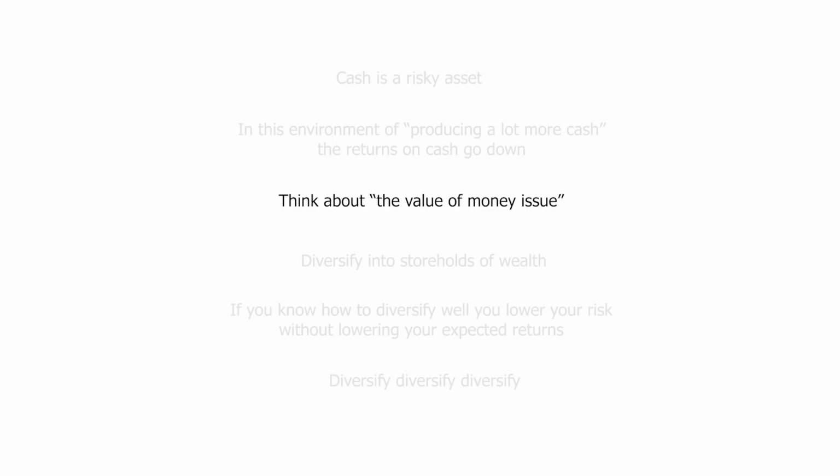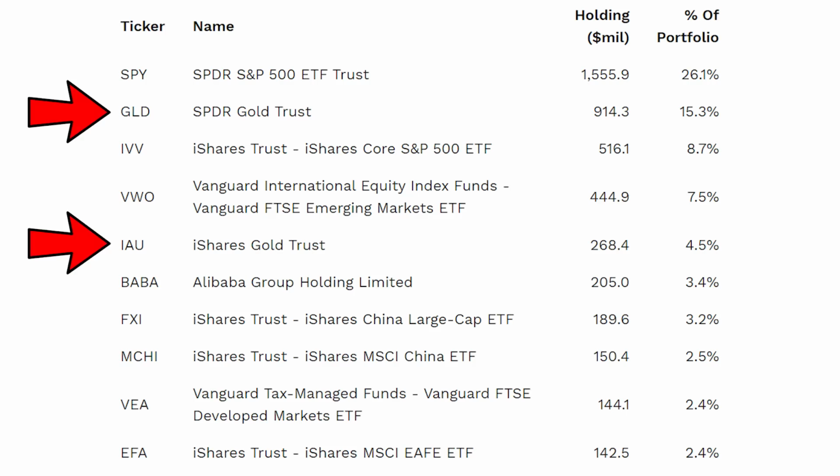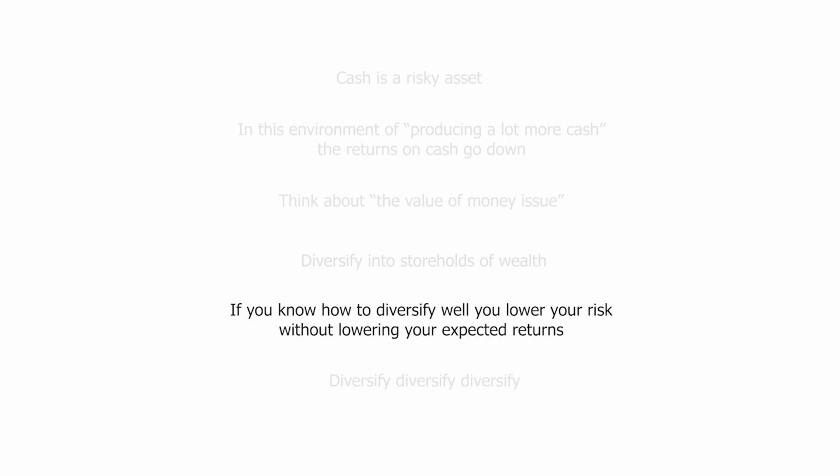So how do we hedge against this devaluation of our cash? Well, we have to diversify it into storeholds of wealth. The number one storehold of wealth historically has been gold. And if we take a look at Ray Dalio's portfolio, we can see that he has 19.8% of his portfolio in gold right now, which means that he is viewing gold as one of these storeholds to diversify in. He then goes on to say that if you know how to diversify well, then you can lower your risk without lowering your expected returns.